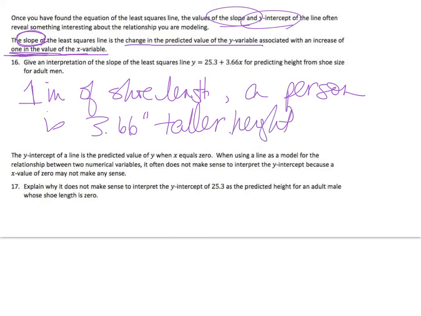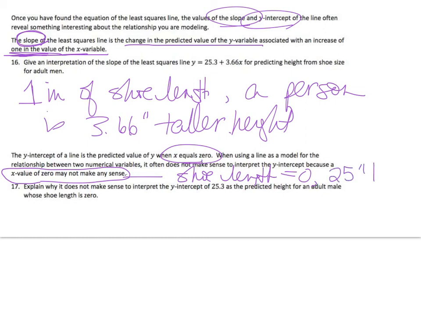The y-intercept of a line is the predicted y value when x equals 0. When using a line as a model for the relationship between two numerical values, it often does not make sense to interpret the y-intercept because an x value of 0 may not make any sense. That would be a shoe length of 0. That means that they would be 25 inches tall, which doesn't make sense, right? 0 shoe length and 25 inches tall. That's why it just doesn't make sense. So the y-intercept is not a very valid number.